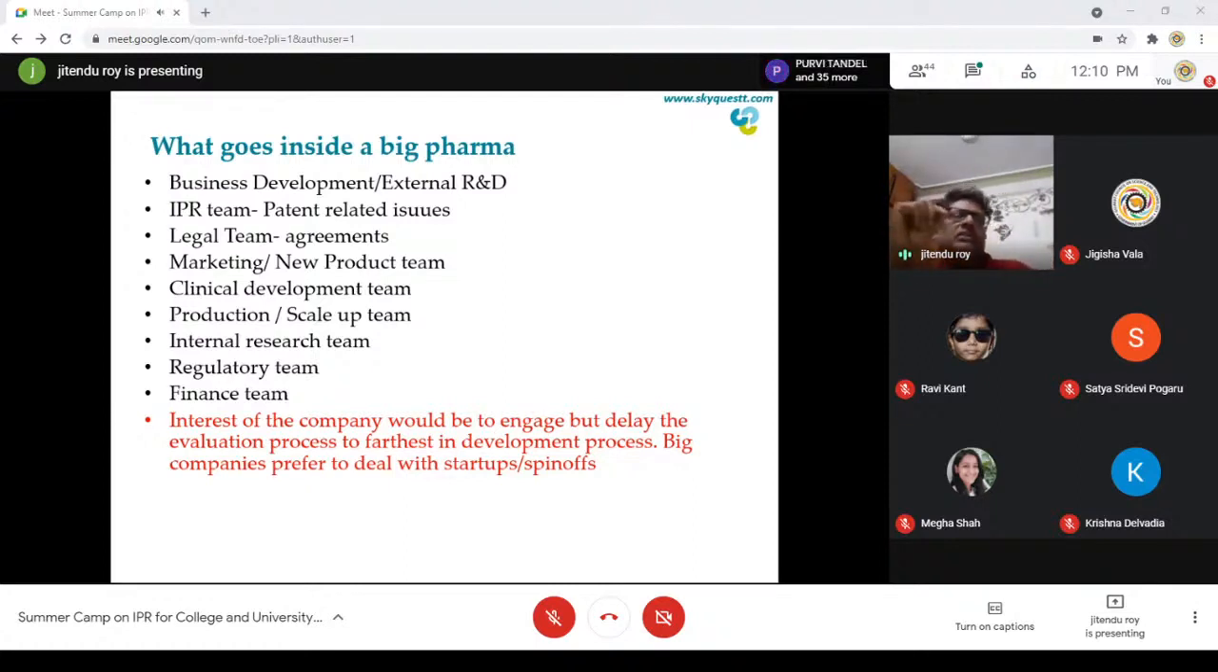part of evaluation. Then the internal research team, they are there of course because it's a new technology coming in, so they take the research position on the data analysis.